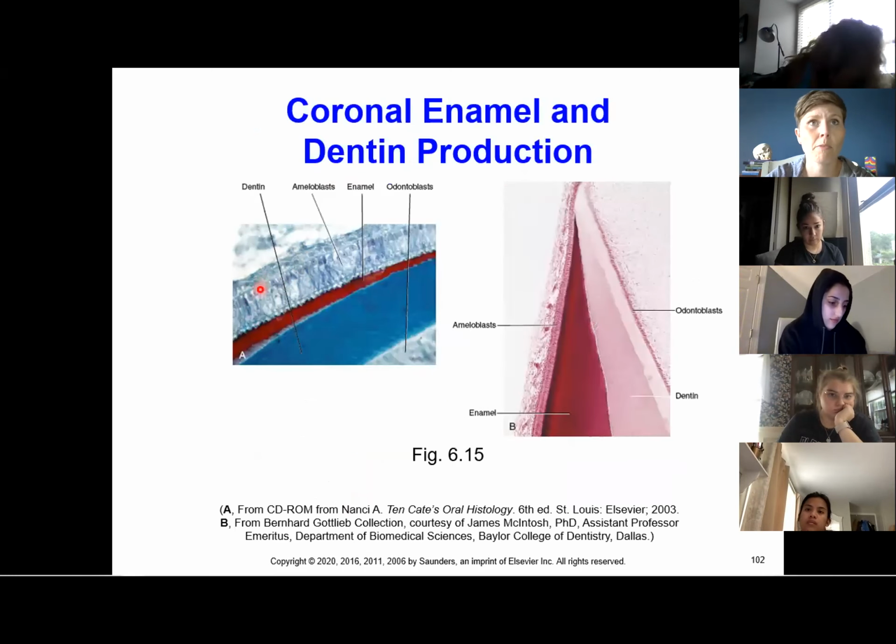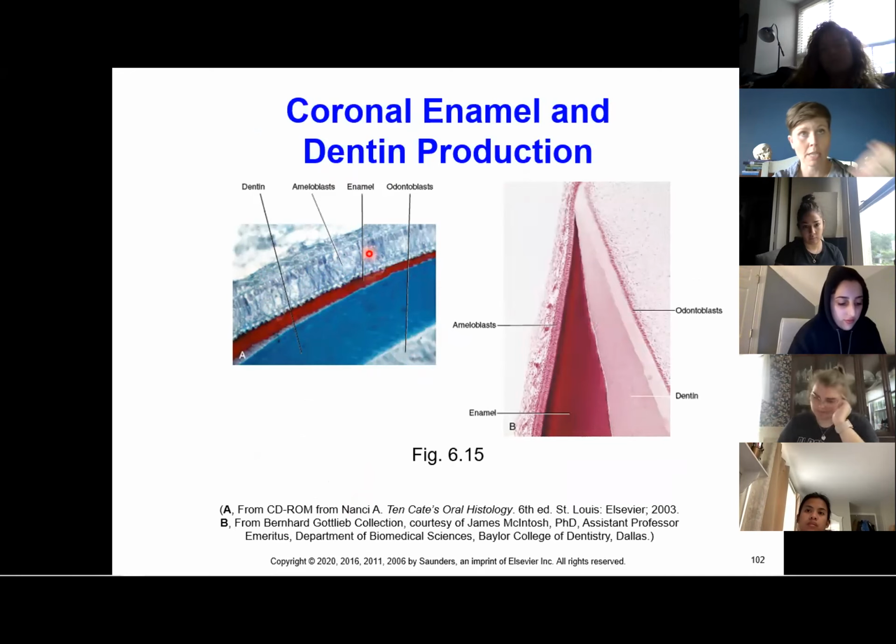As I said before, you can see here's your dentin, here's your odontoblast. This red part is your enamel, and these are your ameloblasts. Your ameloblasts are laying your enamel, your odontoblasts are laying your dentin. Therefore, you end up with your dento-enamel junction here. And your ameloblasts will disintegrate with tooth formation.